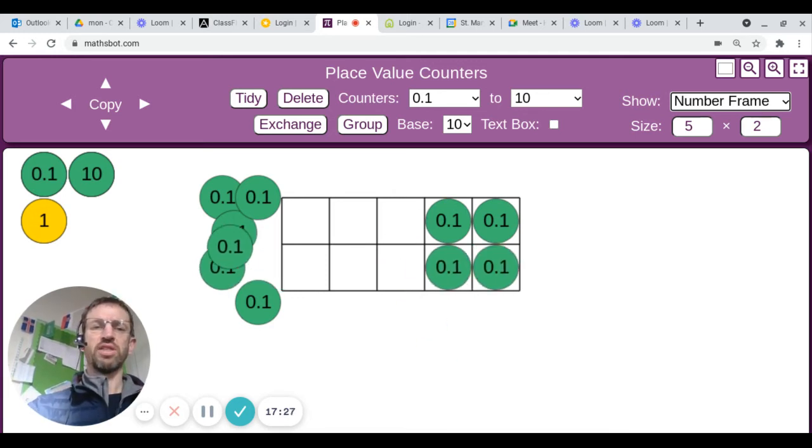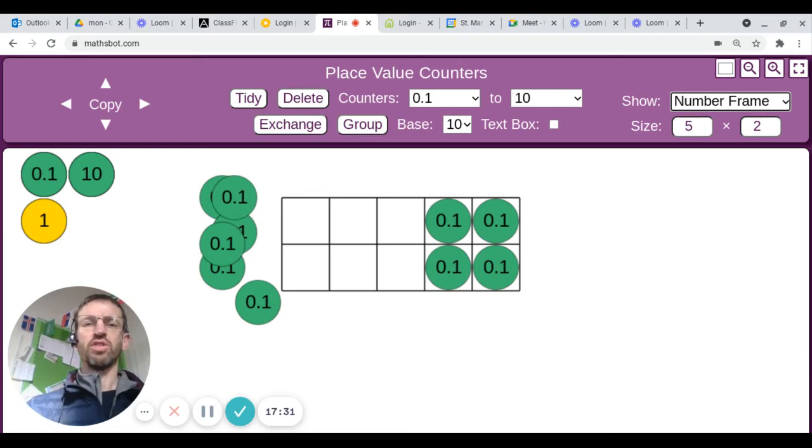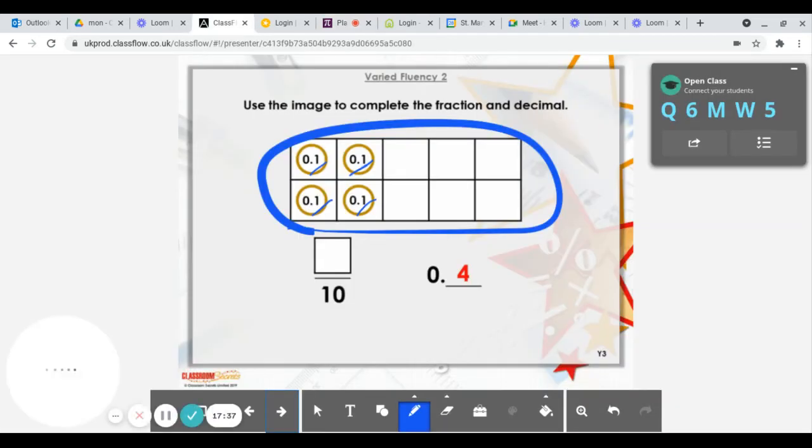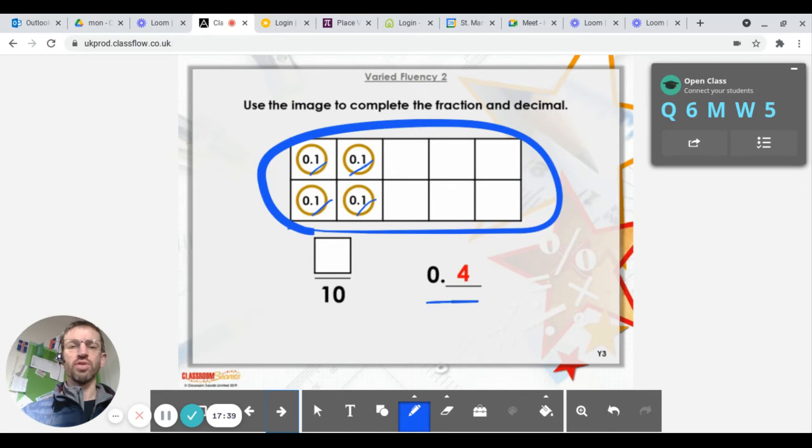There are 10 spaces in the frame altogether, and 4 of them have got tenths in them, so it's 4/10. Come back to our lesson. 0.4 is 4/10, and that would be written as a fraction as 4/10. 10 altogether, 4 of them have got tenths in.